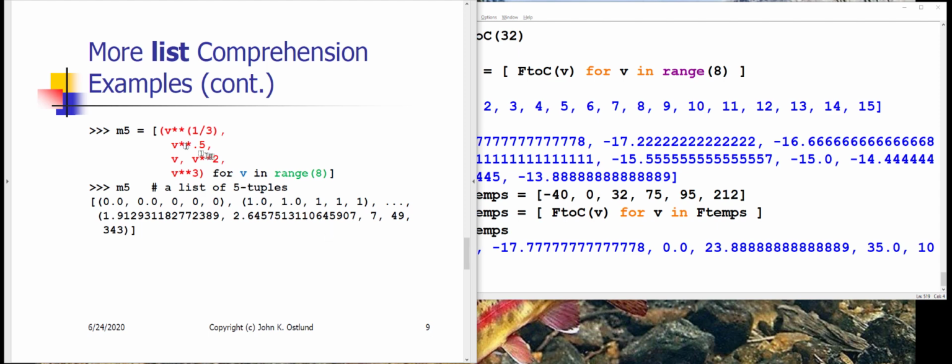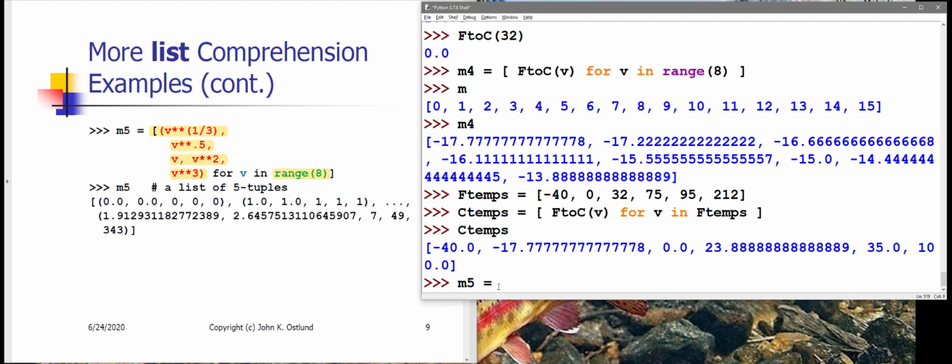Now, the expression that gets put into the loop can itself be some complicated thing like a collection. Here, what we're doing is creating a list of tuples where for each value in the range of integers from 0 up to but not including 8, we're going to create a tuple with that value to the 1/3 power, that value to the half power, in other words, the square root of the value, and then the value itself, the value squared, and the value cubed.